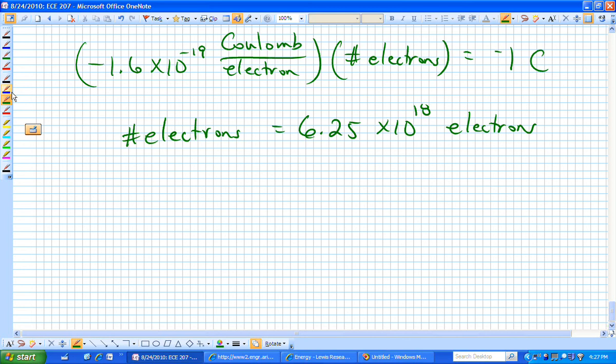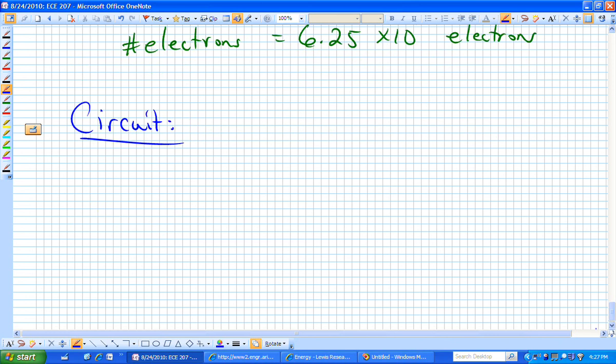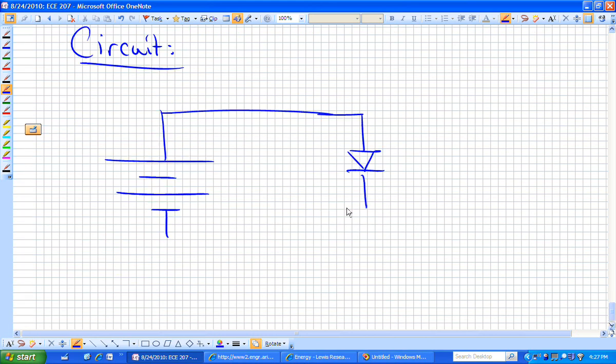Let's look at a very basic circuit. Suppose that somebody draws the following schematic. Does anybody recognize what that might be? Okay, I heard some.